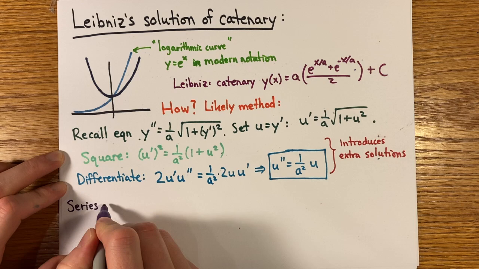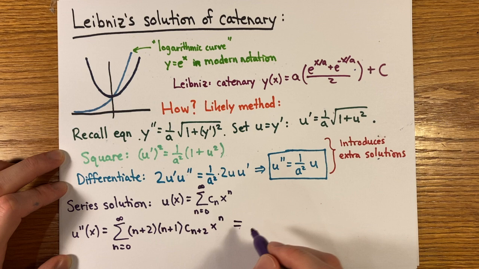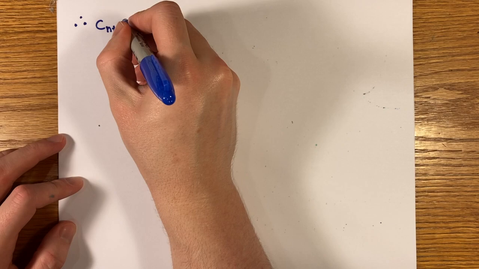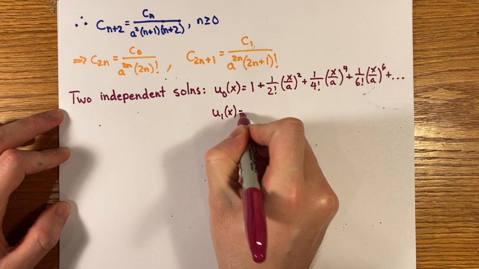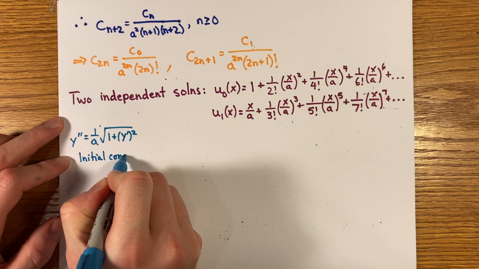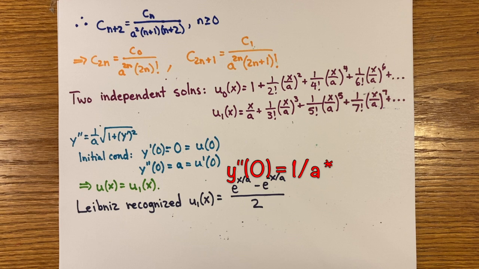This equation Leibniz could solve by the method of power series. Let u be the sum of c sub n x to the n. The equation says (n plus 2)(n plus 1) c sub n plus 2 equals 1 over a squared c sub n. So you get separate equations for even and odd coefficients in terms of c0 and c1, which are arbitrary. That means you can get two independent solutions, one even and one odd. The initial conditions show that the correct combination for the catenary is the odd solution. And Leibniz knew this was the odd part of the inverse of the logarithm at x over a, or the exponential function. His letters to Newton show they knew the exponential series in 1676.